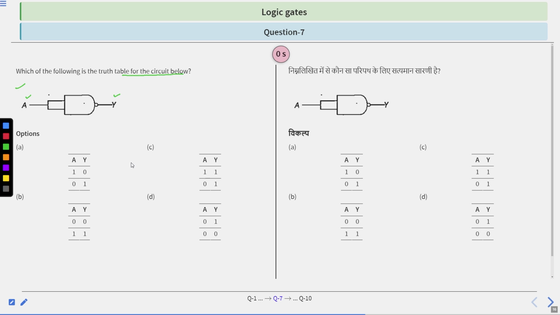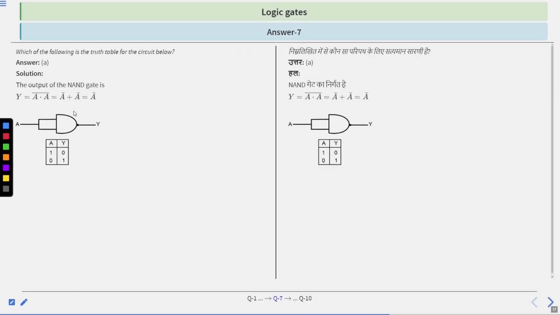Let's find the solution. So here is the truth table for the circuit below. This is the circuit. Here an AND gate and a NOT gate are used. So the combination of AND and NOT gate is the NAND gate. So when the input is A and output is Y, the possible combinations are these. When input is 1, output is 0, and when input is 0, output will be 1. Clear?